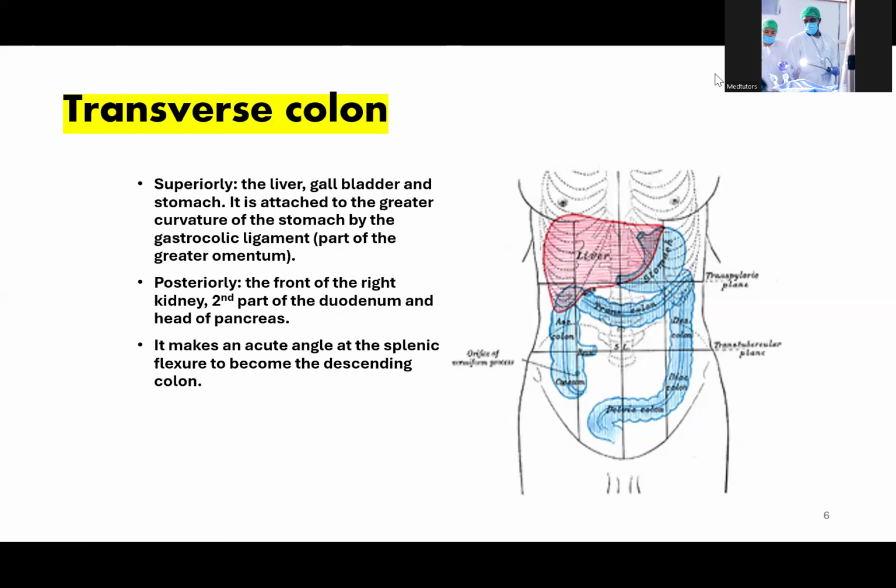There's gastrocolic fistula. So sometimes, and this may cause a problem, when you have an advanced gastric tumor, you think it's a colonic tumor when it is infiltrating. Posteriorly, the front of the right kidney, second part of the duodenum, and head of the pancreas. It makes an acute angle at the splenic flexure and becomes the descending colon.